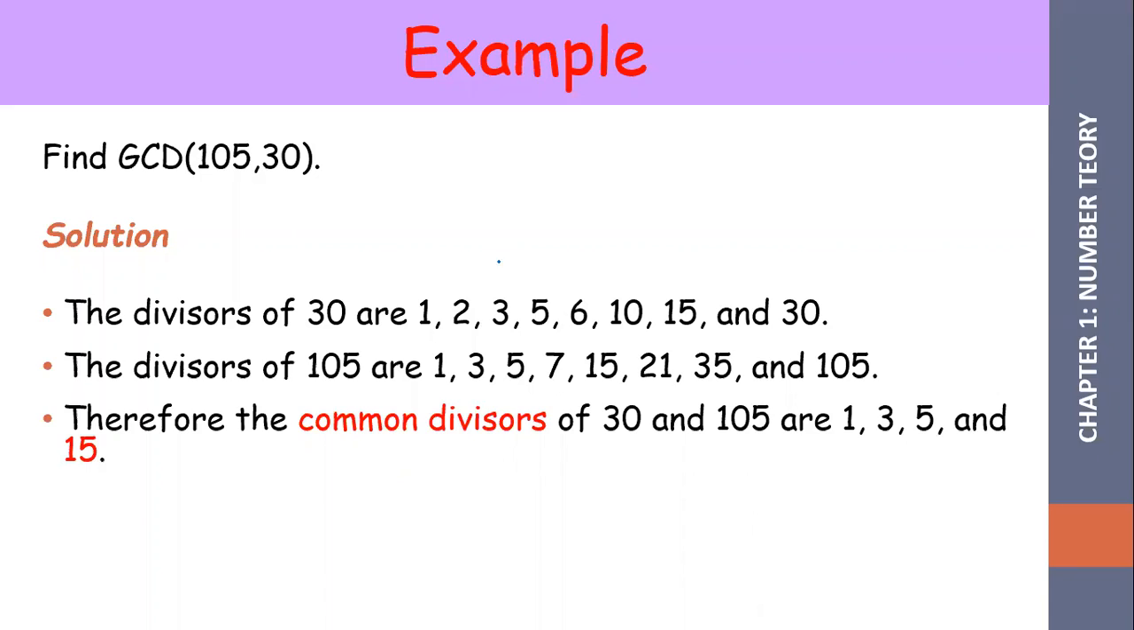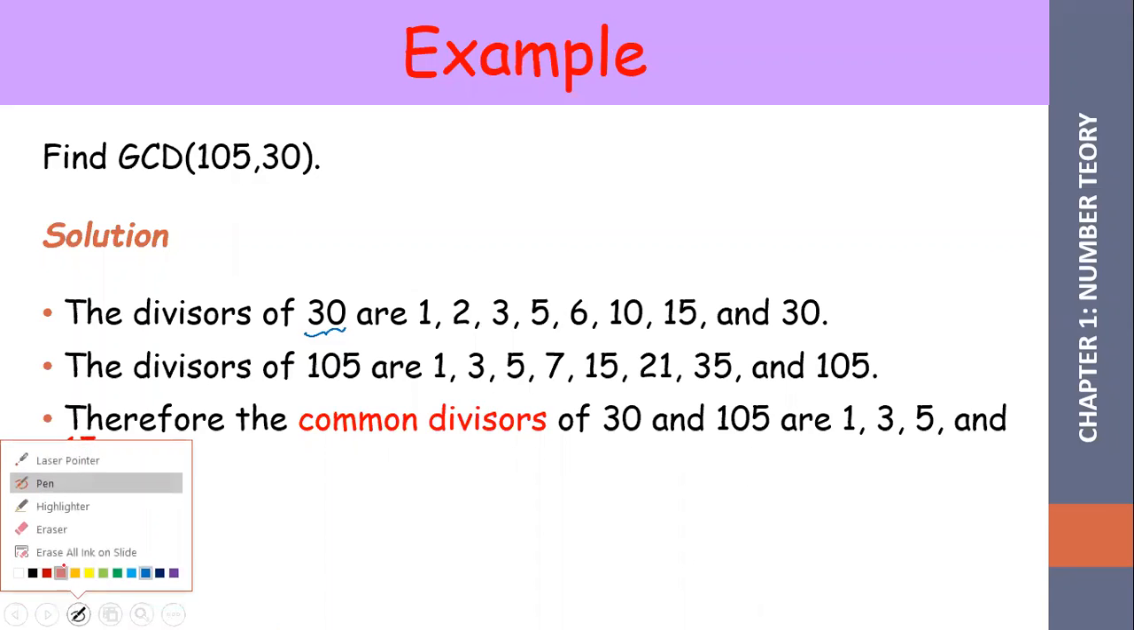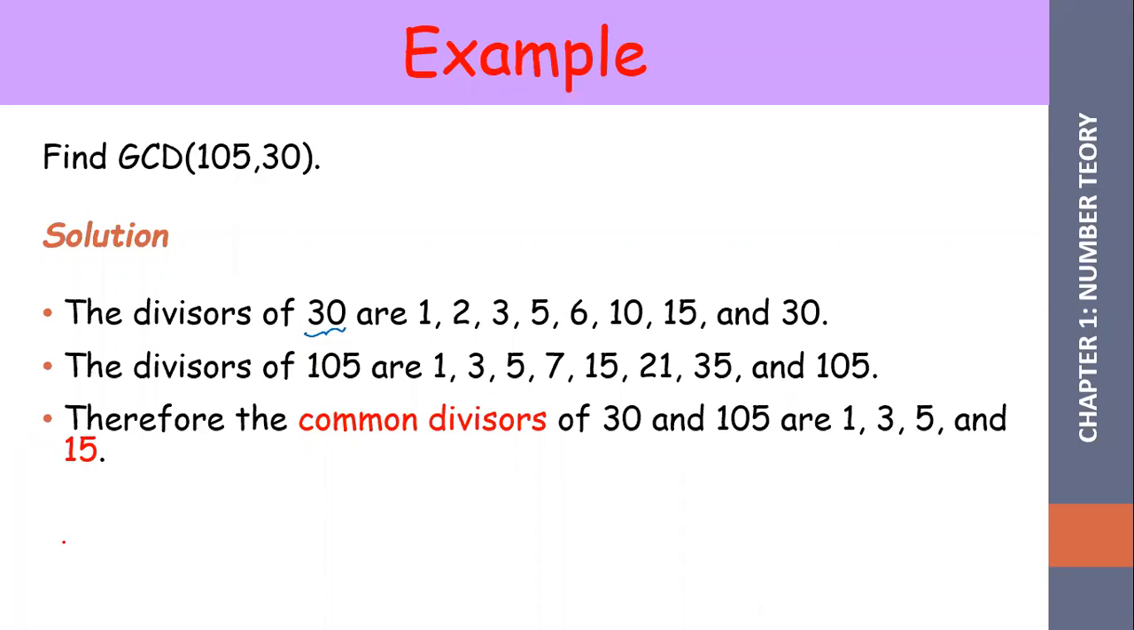Actually, they come in pairs. Okay, 30 divided by 1, we got 30. We have a pair. You have to check, because some students make careless mistakes. So 30 divided by 1, you got 30. This is the pair of 1. Okay, 30 divided by 2, you got 15. 30 divided by 3, you got 10. And 30 divided by 5, you got 6 for sure.